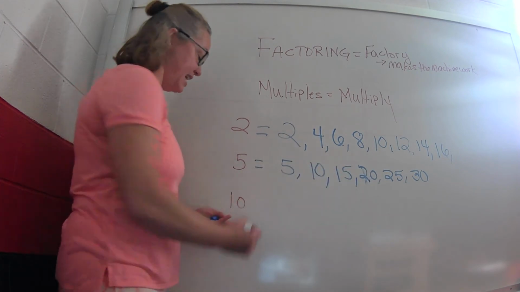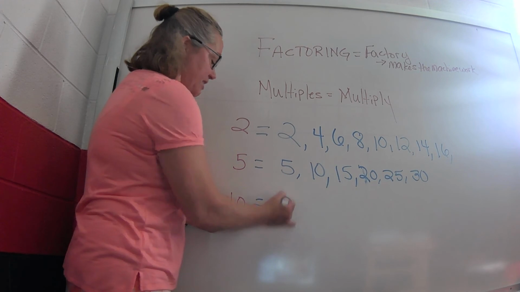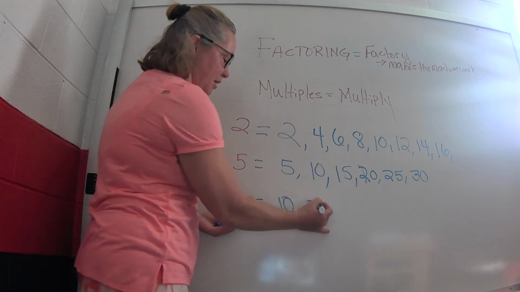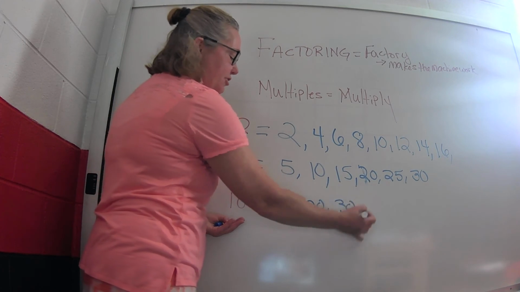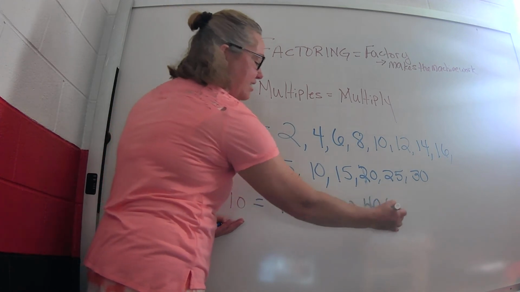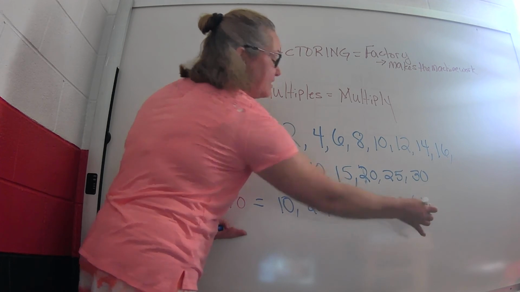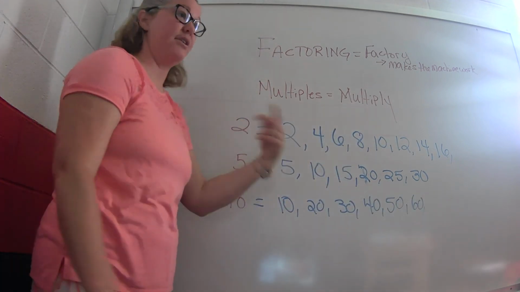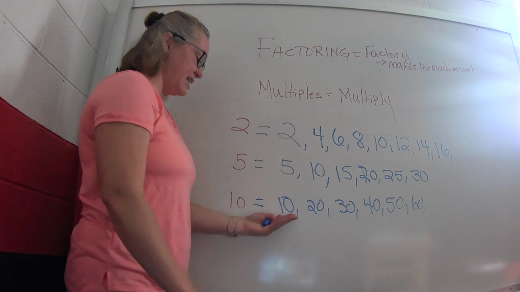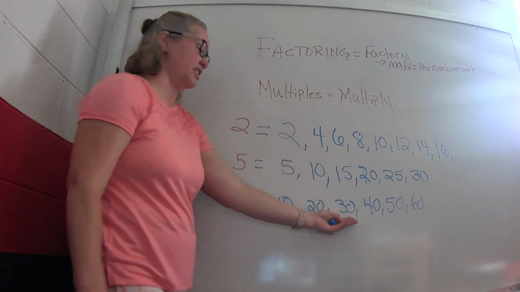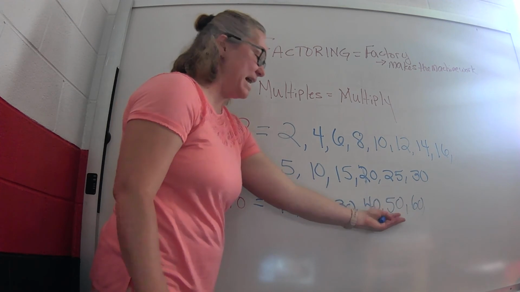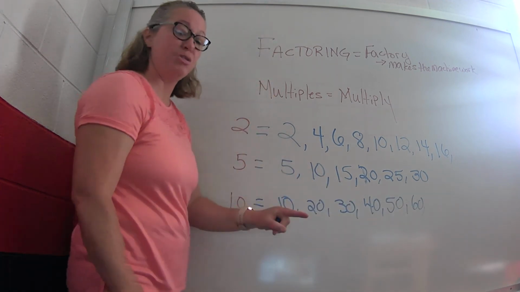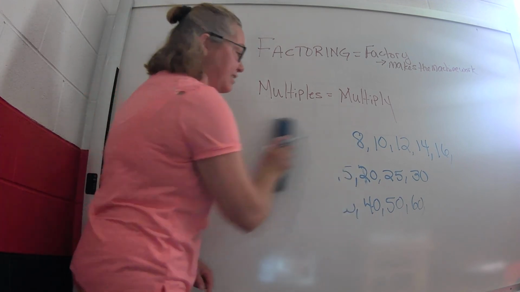All right, let's look at 10. Again, start with the number itself. 10 is a multiple of 10. So we have 10, 20, 30, 40, 50, 60, 70, 80, 90, 100, 110, 120, 130, and so forth. Again, this is 10 times 1, 10 times 2, 10 times 3, 10 times 4, 10 times 5, 10 times 6. All right, again, multiples means multiply. That is a very key to remember.